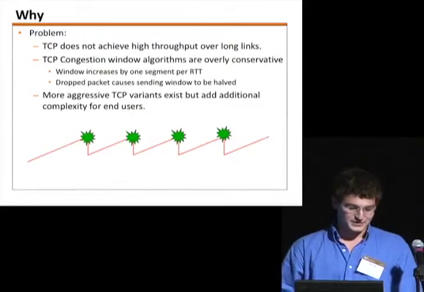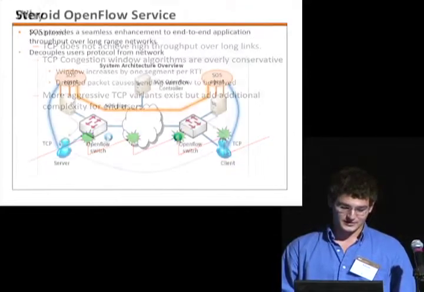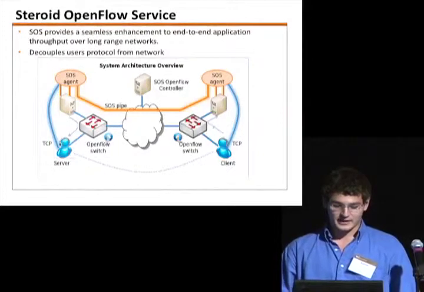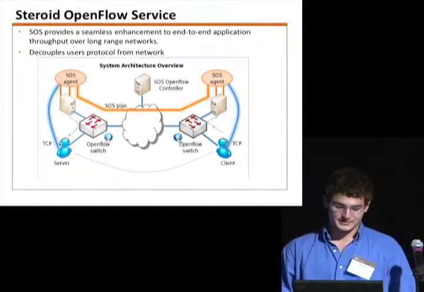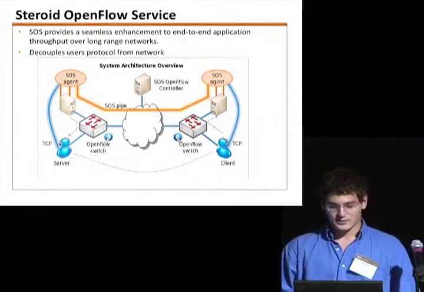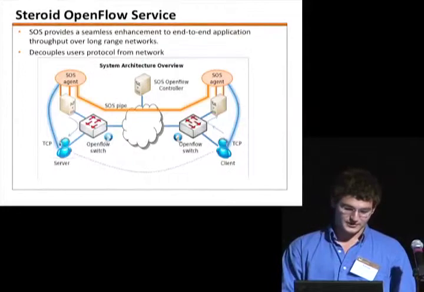The problem that this service aims to solve is that TCP is unable to achieve high throughput over long lengths. TCP congestion window algorithms are overly conservative. The window size only increases once per round trip time, and dropped packets cause the sending window size to be halved. Of course, there are more aggressive TCP variants out there, but this requires additional complexity for end users to go ahead and set up and configure these.